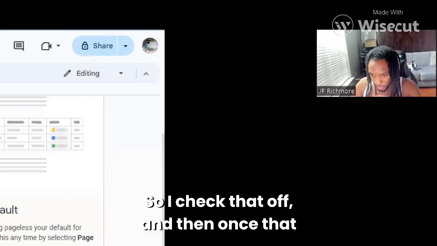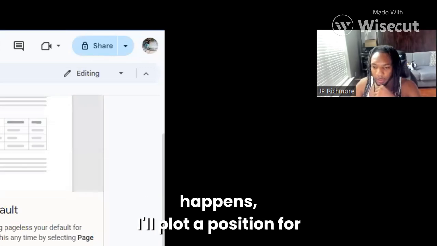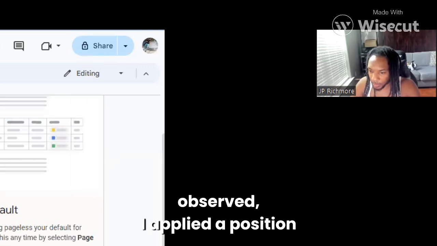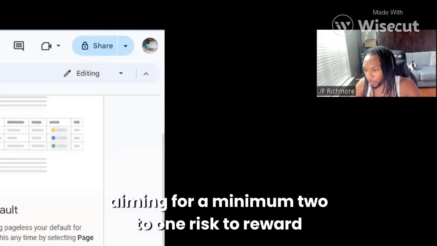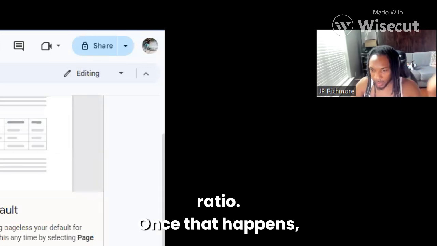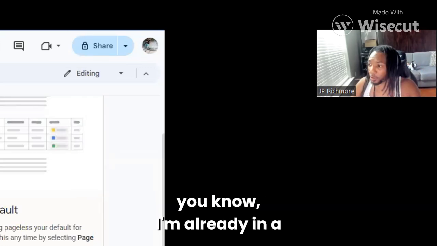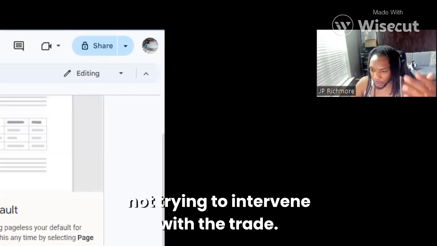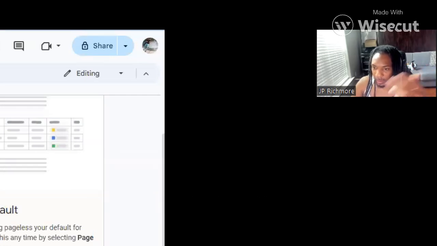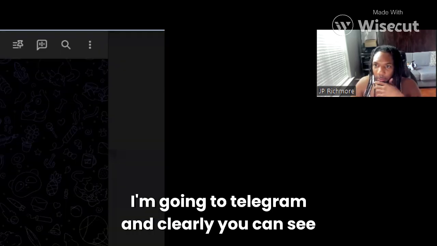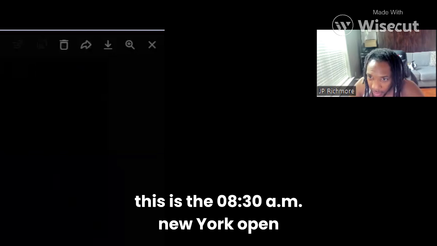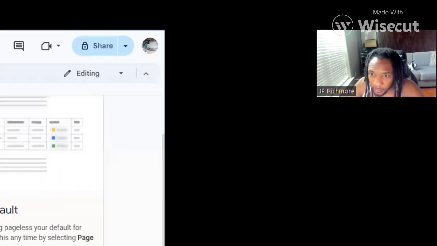So I check that off, and then once that happens, I'll plot a position for a reversal confirmation. If the reversal confirmation is observed, I plot a position aiming for a minimum 2-to-1 risk to reward ratio. Once that happens, I'll check that off, and then I'm already in a position, so I'm setting and forgetting, and not trying to intervene with the trade. So that's basically what happened today. I'm going to Telegram, and clearly you can see this is the 8:30 a.m. New York Open that I'm talking about right here.